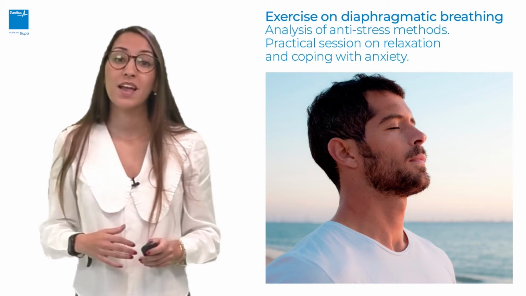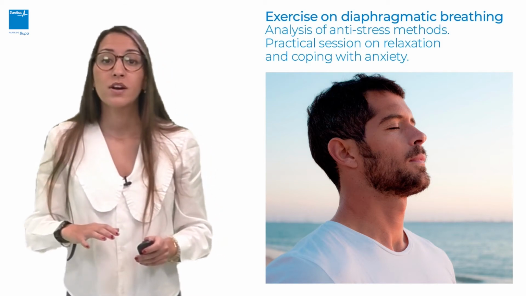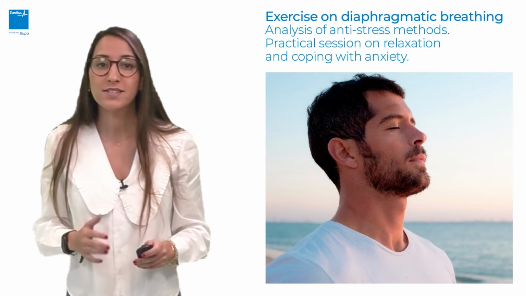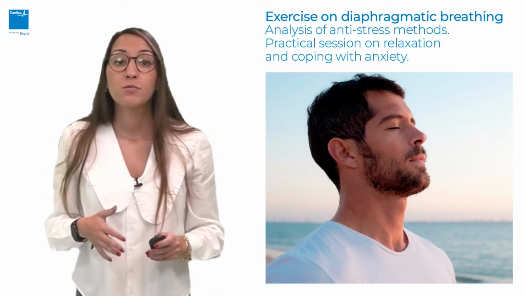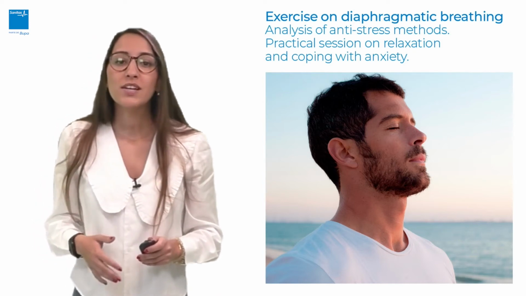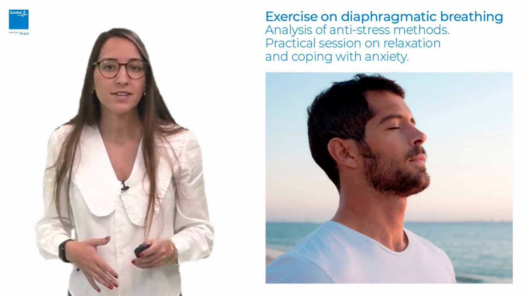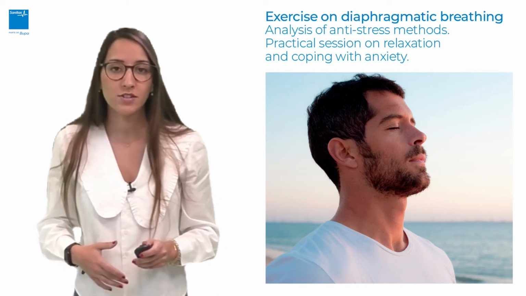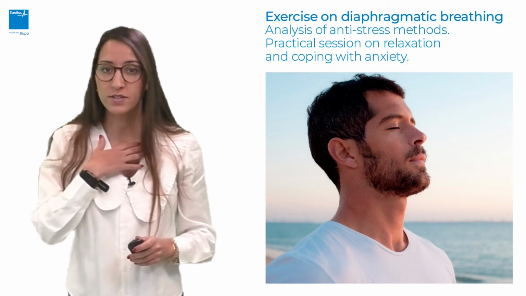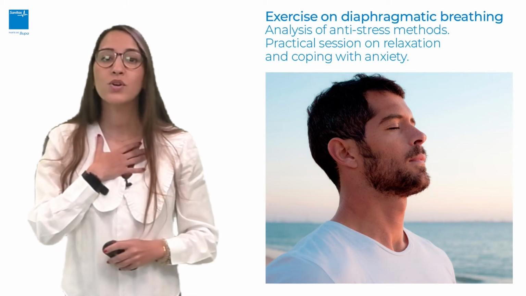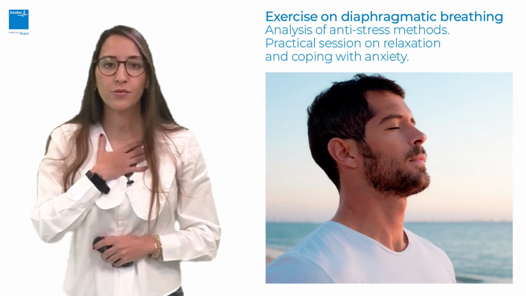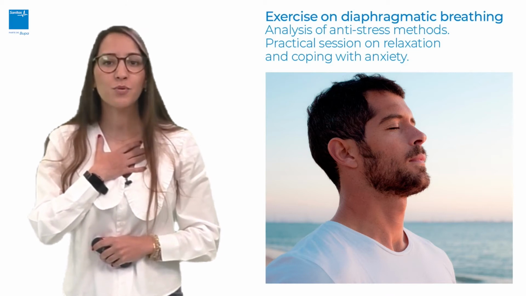So, step 1. Lie facing upwards on a flat surface or on your bed with your knees bent and with your head supported, provided this does not create cervical tension. You can use a pillow under your knees to support your legs, and you can also do this exercise while sitting. Place one hand on the upper part of your chest and the other simply below your rib cage, like this. This will enable you to feel your diaphragm move as you breathe.